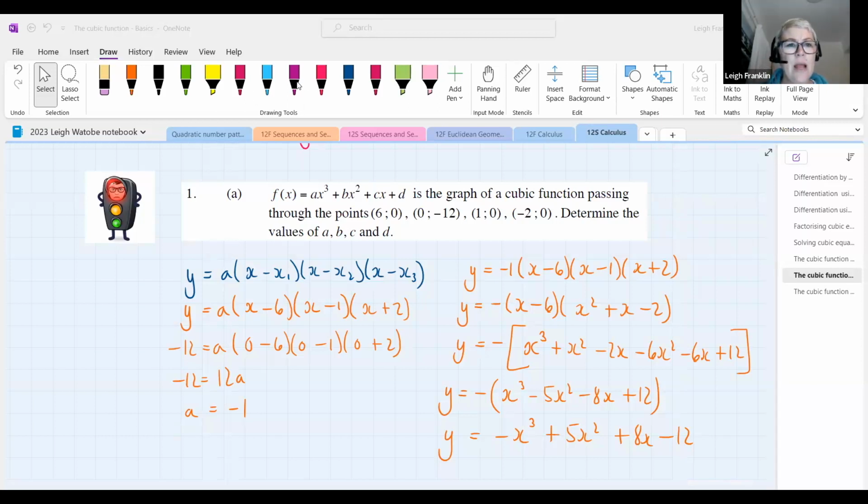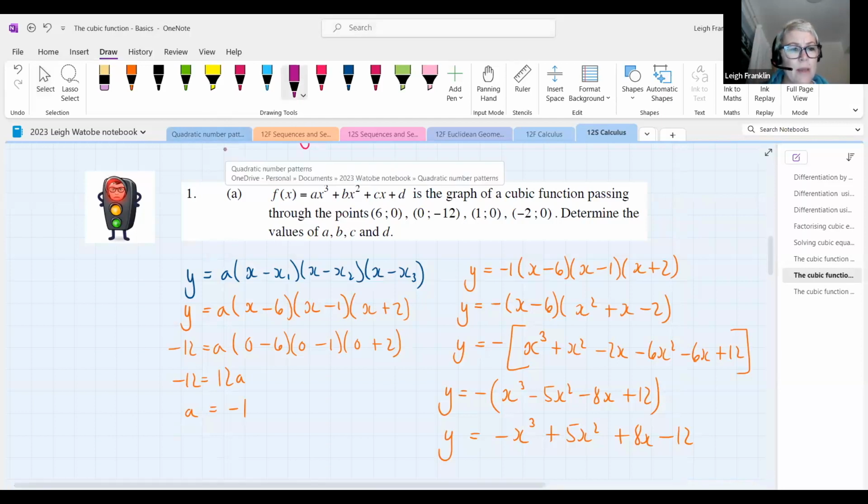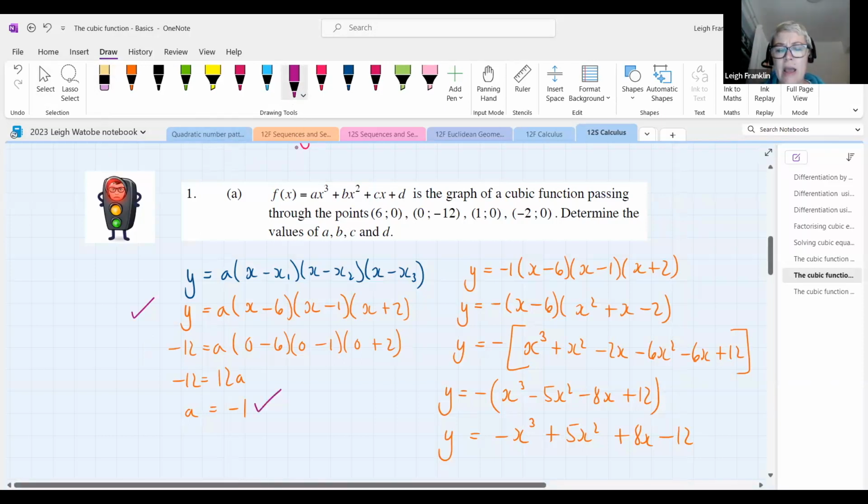Okay, so there would have to be a mark for subbing in the x-intercepts. Maybe 1 mark for both the x-intercepts and that other point. An accuracy on the CA, subbing it back in, multiplying it all out. So yeah, maybe 4.